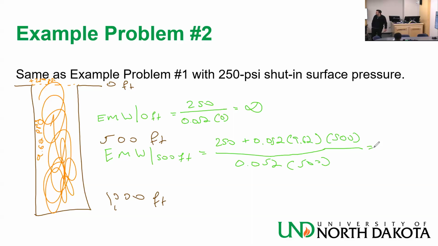So you can do 1 divided by 0.052. I think the answer is just 2. No, it's not 2. It cannot be smaller than the equivalent mud weight. Hey Siri, what is 1 divided by 0.052? Yeah, that's 19.230.